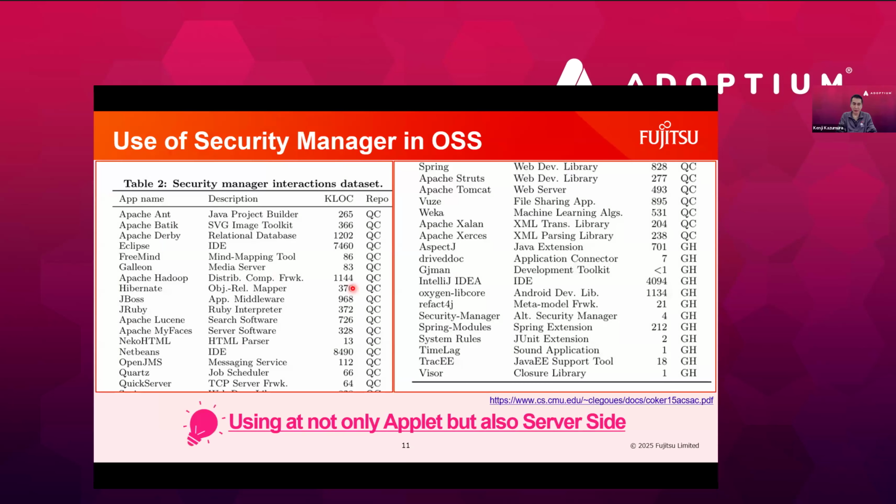But look at this table. This is a research paper published by CMU. This research itself is a little bit old, but this is a list of the OSS which use the Java Security Manager. It shows that the Security Manager was used by some major server-side OSS.